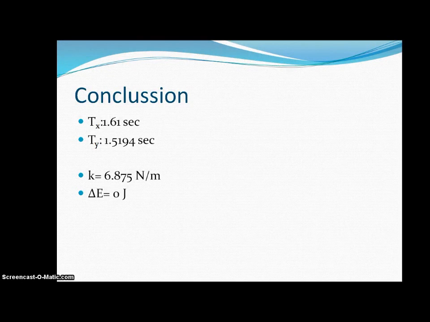In this lab, we studied the movement of a spring in 2 dimensions. By using Tracker, we were able to calculate a spring constant of 6.875 newtons per meter. Then by using a computer model, which predicted the motion of the spring, we were able to show that the energy principle is upheld in this experiment.